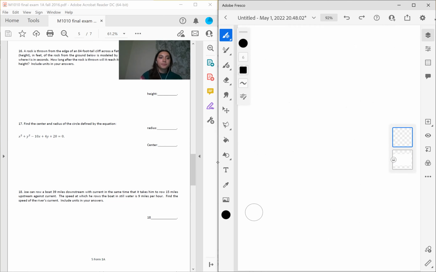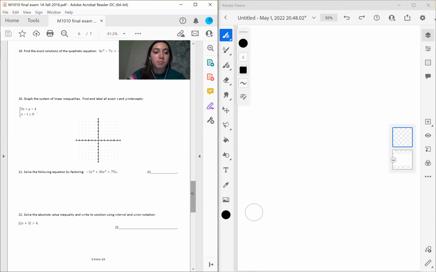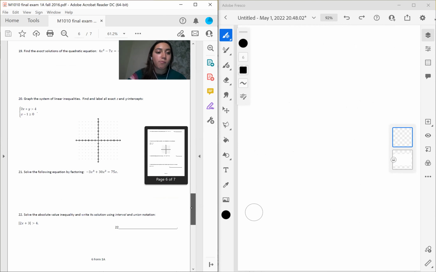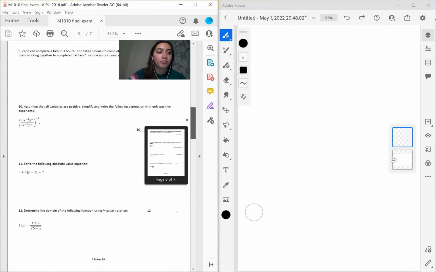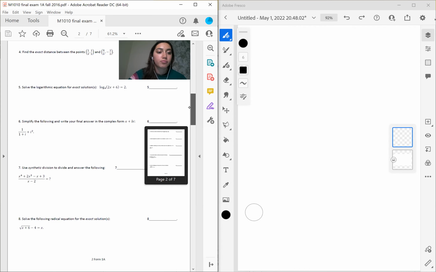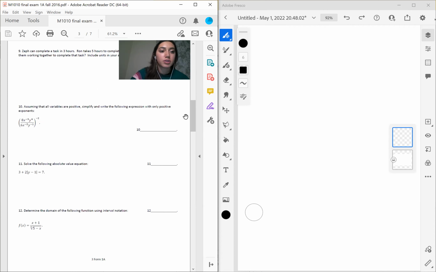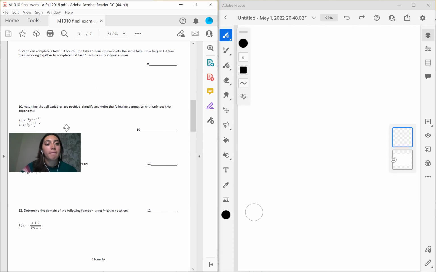All right. Let's do one more problem. Let's do number 9. Okay, so Zeph can complete a task in 3 hours. Ron takes 5 hours to complete the same task. How long will it take them working together to complete that task?